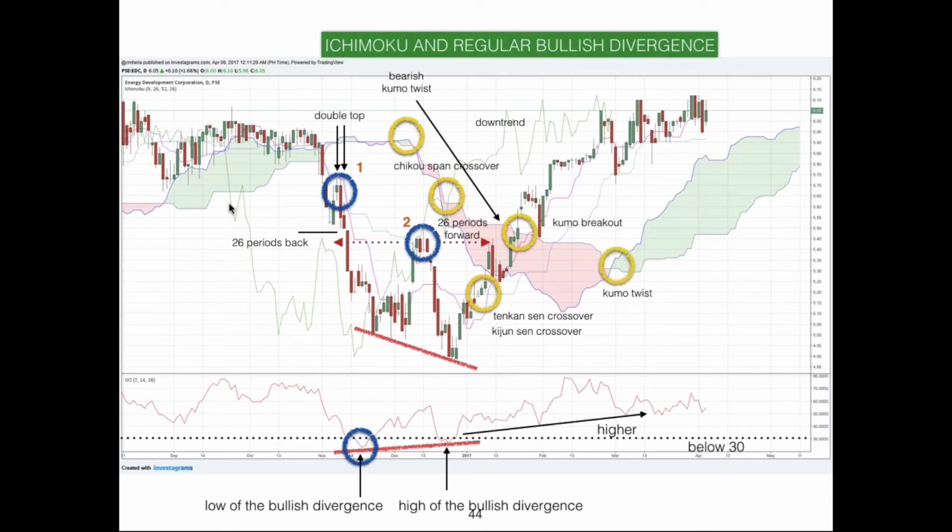This Kumo twist signaled the change of sentiment from bearish to bullish because the Senkou Span A moved above the Senkou Span B. From then on, EDC started to reverse and price trended from a low of 489 to a high of 612. It hit a strong resistance line and is currently consolidating near this area.